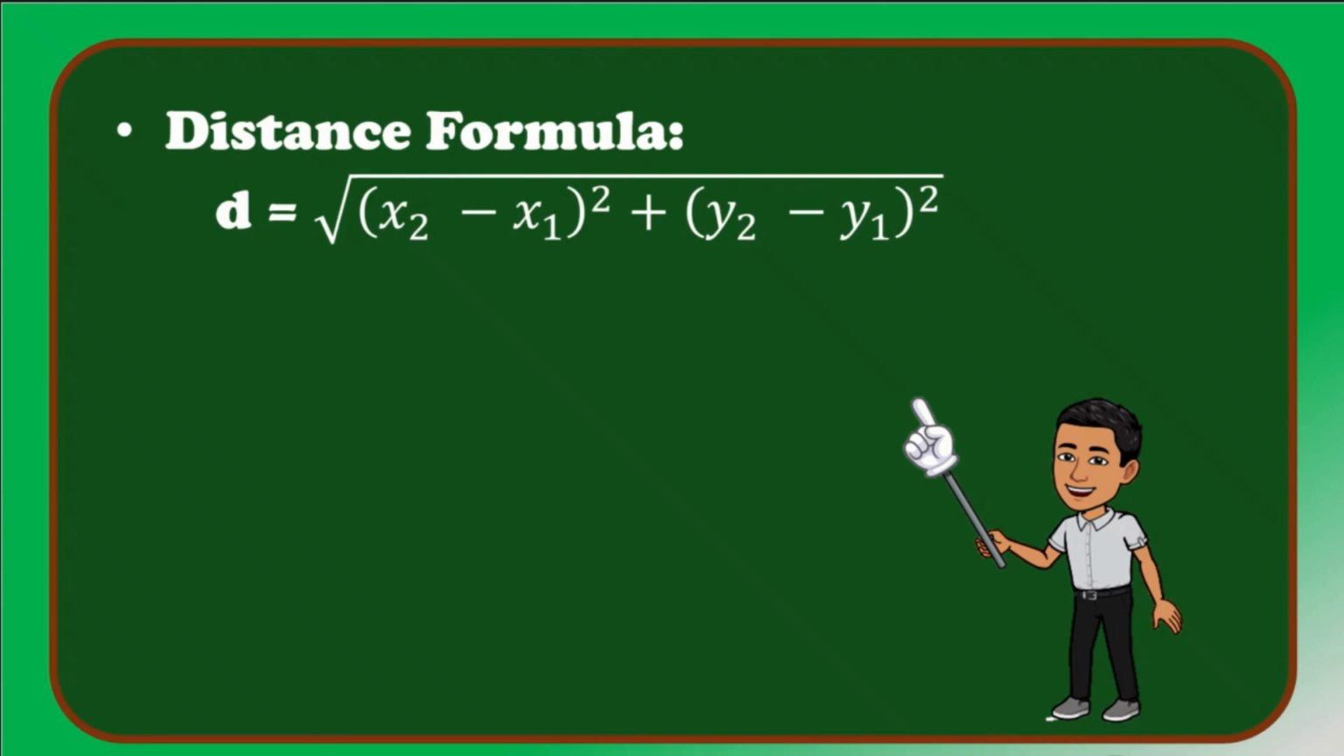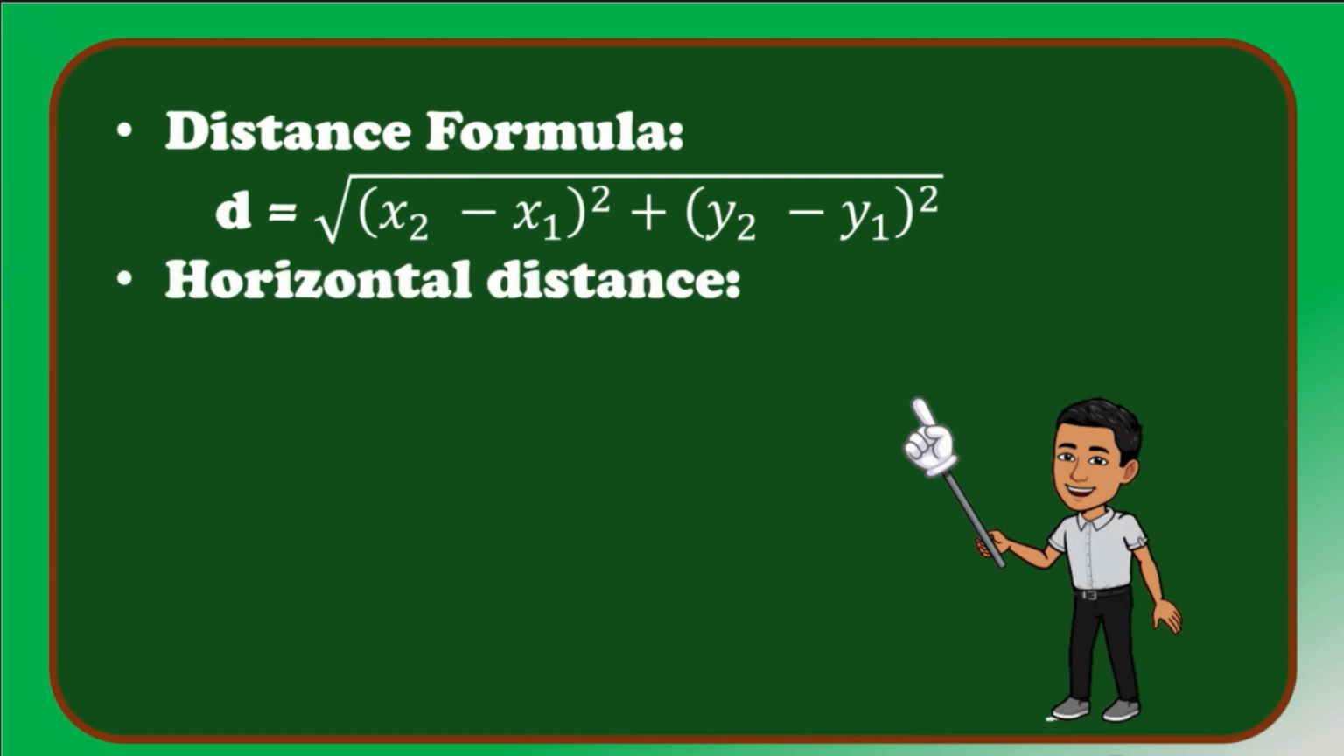The distance formula is represented by d, which is the distance, equals the square root of the sum of the quantity x sub 2 minus x sub 1 squared and the quantity y sub 2 minus y sub 1 squared. If we are looking for the horizontal distance, we could use the formula d equals the absolute value of the difference of x sub 2 and x sub 1.